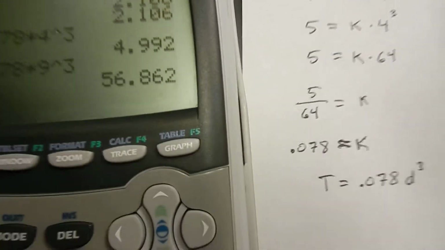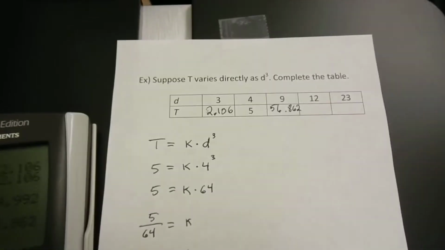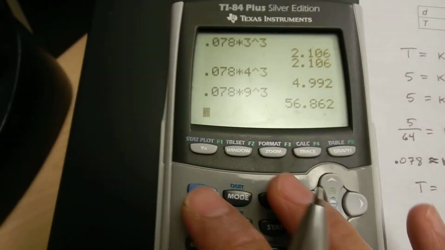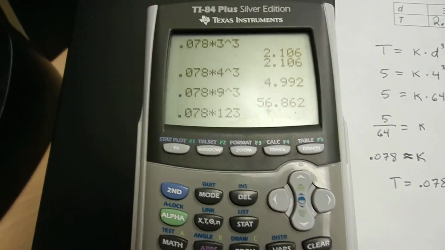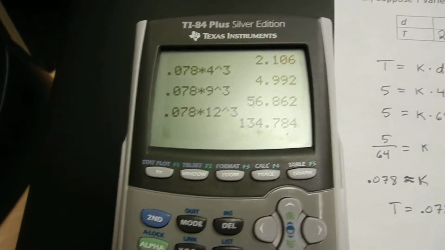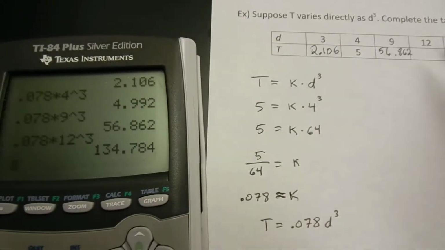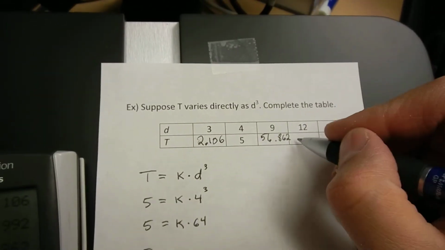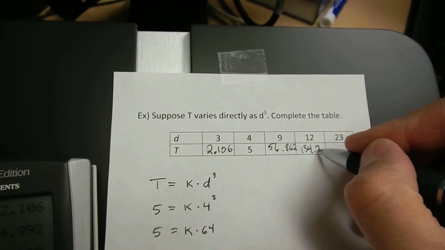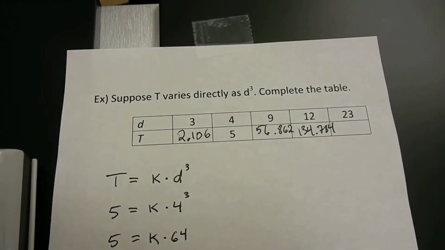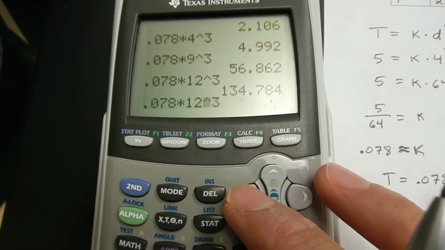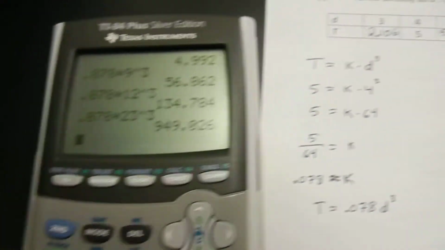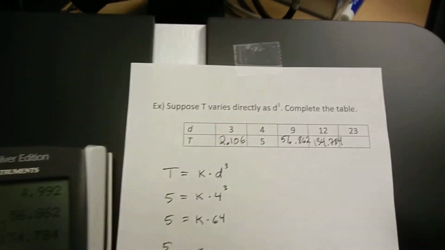So that's 56.862. So I put that in there, and then 12 and 23. So 134.784, running out of room there, and then 23. So 949.026.